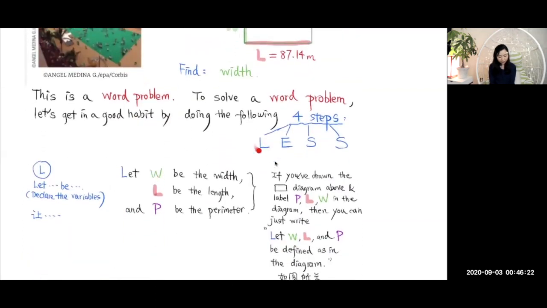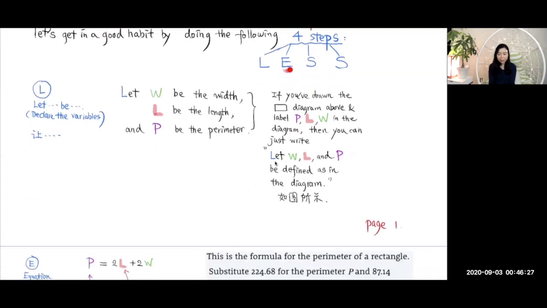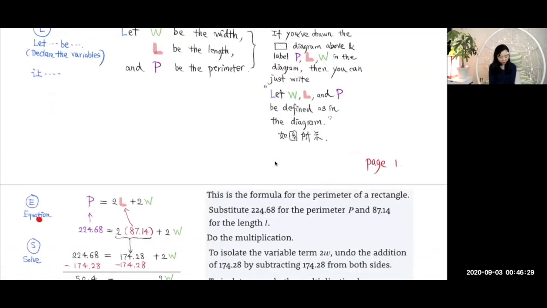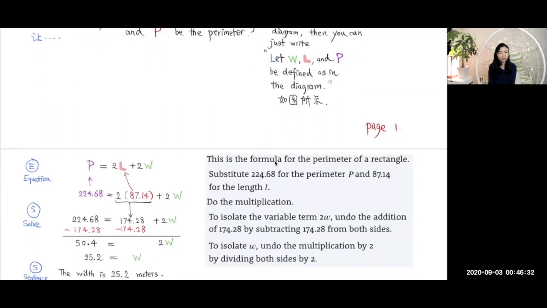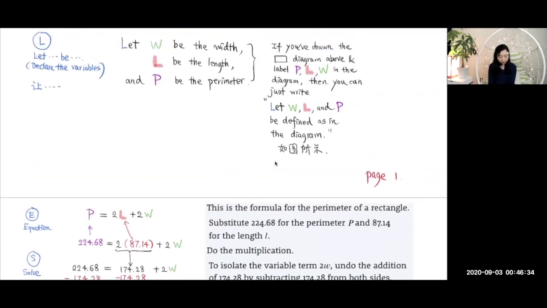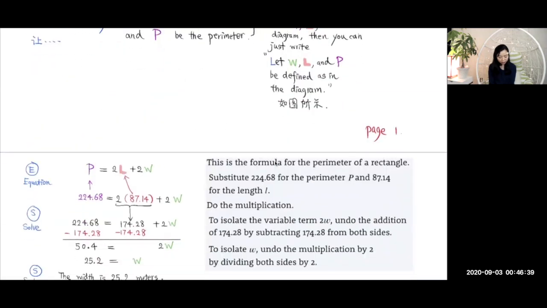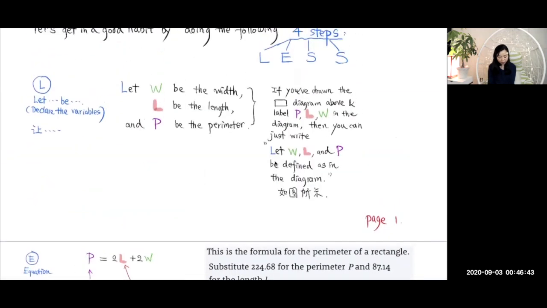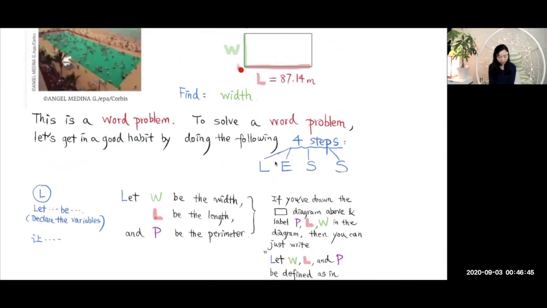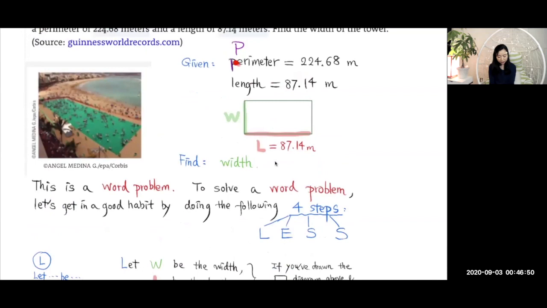Declare the variable. Let what be what. Now the second step is the E. E here is the equation. So we need the equation. We're looking for W, the width. So we need the equation with the W. Looking at this problem, we have a rectangle. We're looking for the width. We know the length, and we also know the perimeter.